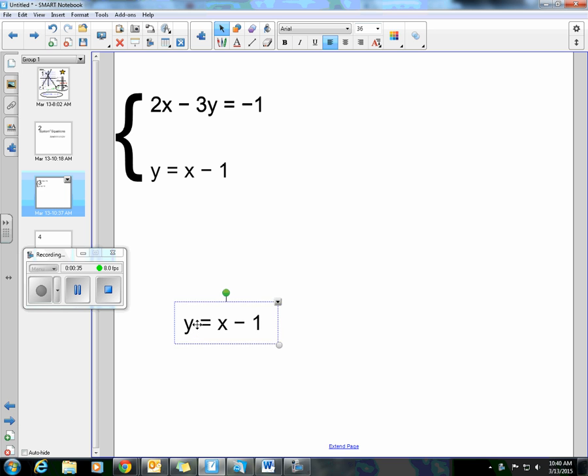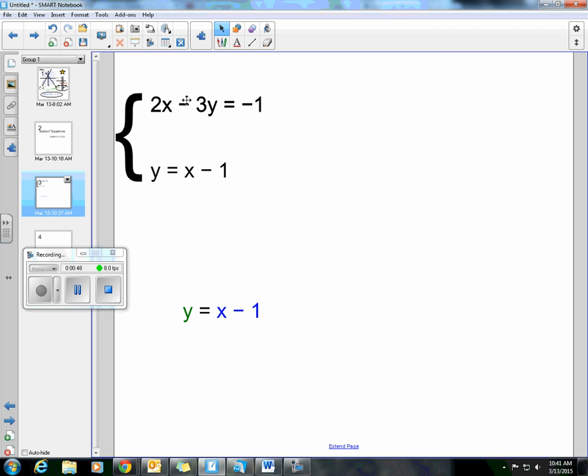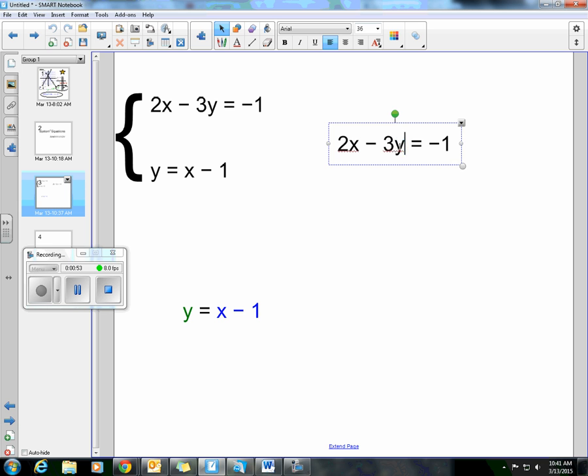So we're going to use this. This is going to be really helpful. Whenever we see the y, we are going to plug in x minus 1. Every time we see y, we are going to plug in, it's in blue, the x minus 1. So I'm going to copy that and put that in there. And then we should be able to solve this pretty simply.